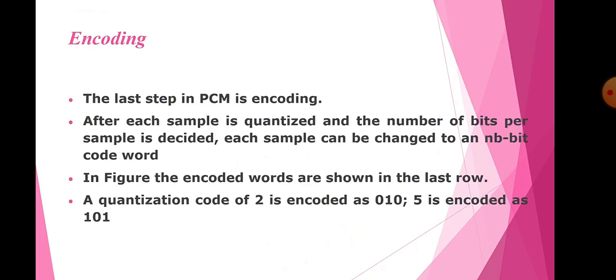Encoding. The last step in PCM is encoding. After each sample is quantized, the number of bits per sample is decided. Each sample can be changed to an NB bit code word. So suppose the quantization code is 2, we can encode it as 0, 1, 0. If the quantization code value is 5, we can encode it as 1, 0, 1 and so on.